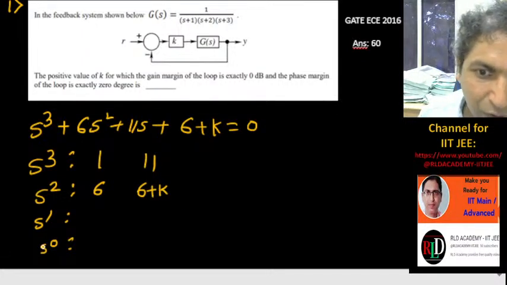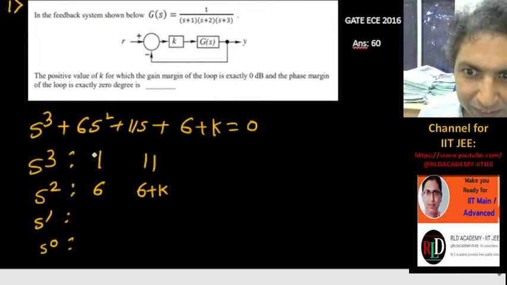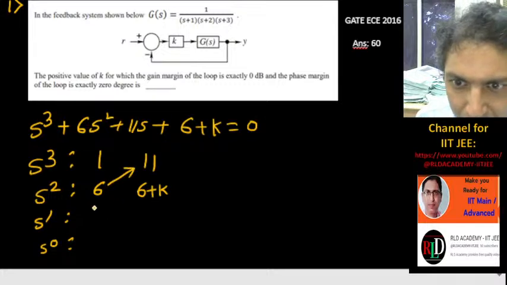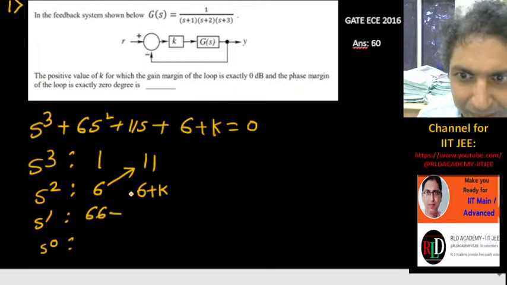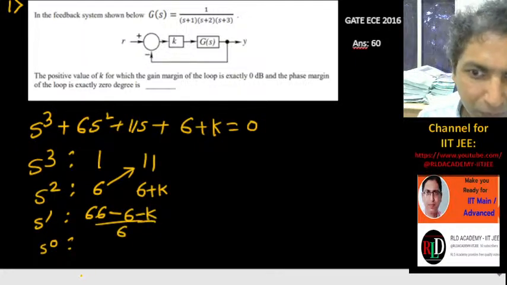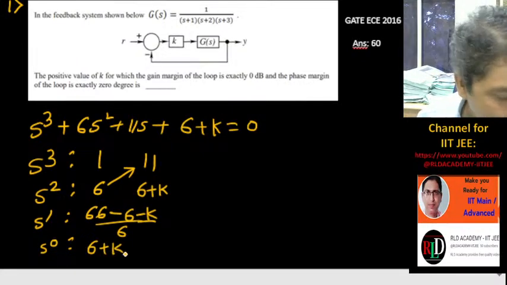Now I can find the coefficient of S to the power 1. How to find this? First I will multiply 1 into 6 plus K, so 66 minus 6 minus K, upon 6. And then nothing is there, and the last one should be 6 plus K. Am I correct? Is it clear to everybody?